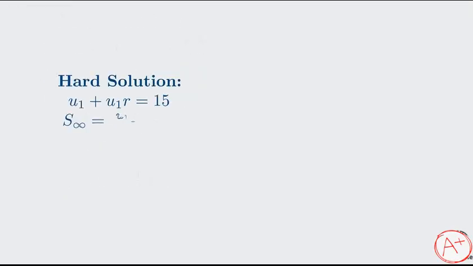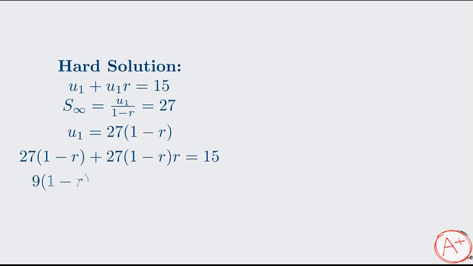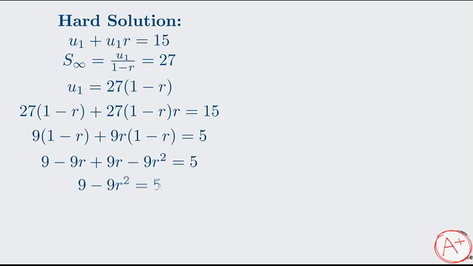For the hard question, we have 2 equations. Let's rewrite the sum to infinity as u1 equals 27 times the quantity 1 minus r. Now we substitute this into the first equation. 27 times 1 minus r plus 27 times 1 minus r times r equals 15. Divide everything by 3 to simplify, expanding the terms: 9 minus 9r plus 9r minus 9r squared equals 5. The 9r terms cancel out, we are left with 9 minus 9r squared equals 5.